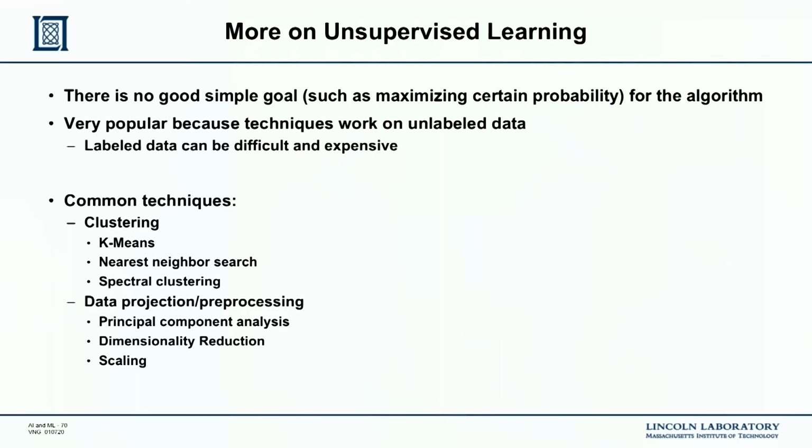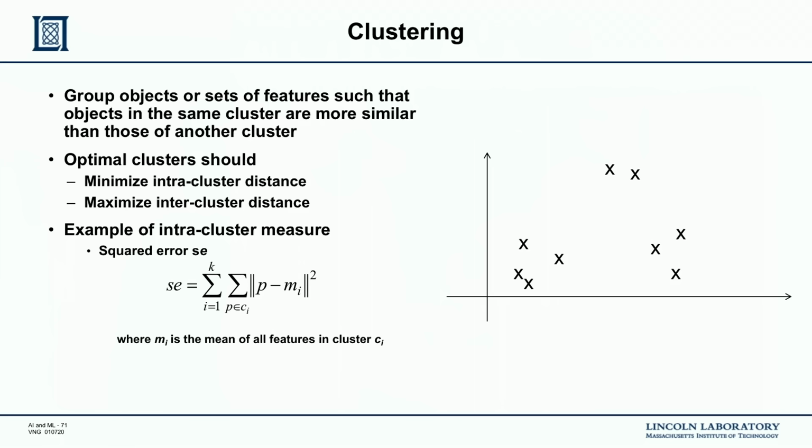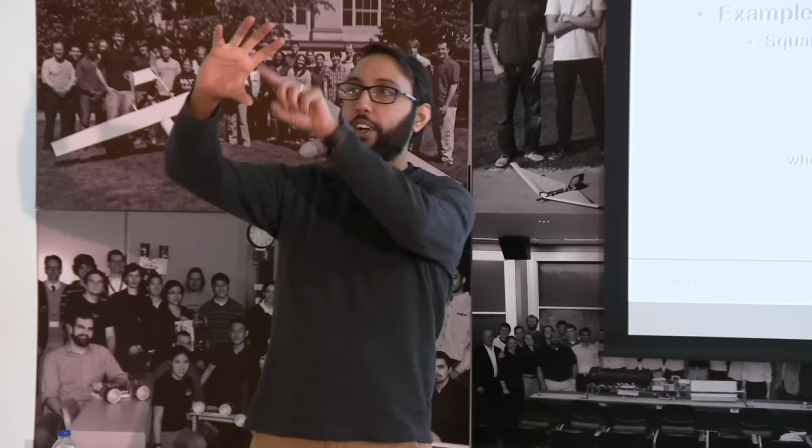Some common techniques are within clustering and data projection. Clustering is the basic idea that we want to group objects or sets of features such that objects in the same cluster are more similar to each other than to those of another cluster. Typically you put your data in some feature space and try to maximize some sort of intra-cluster measure, which basically says I want the points within my cluster to be closer than anything outside of my cluster.